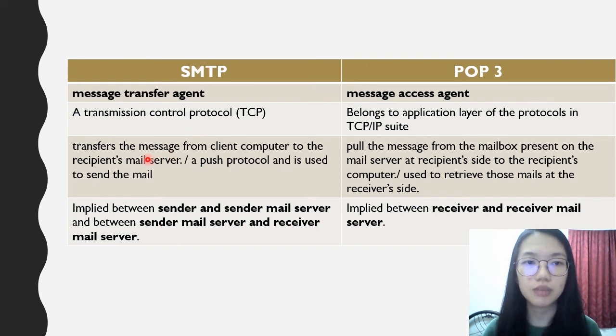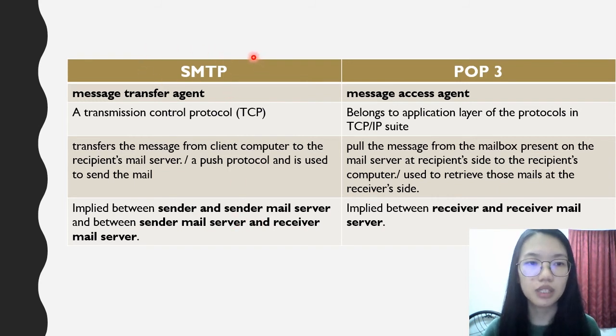SMTP transfers the message from client computers to the recipient mail server. It is a push protocol and is used to send the mail. While POP3 pulls the message from the mailbox present on the mail server at the recipient side to the recipient's computer. It means that it's used to retrieve those mails at the receiver's side.